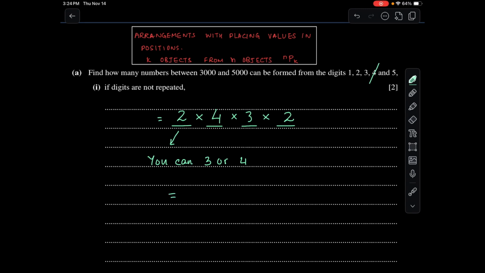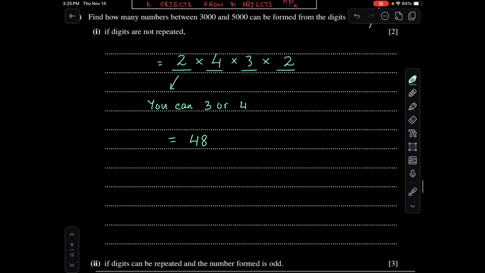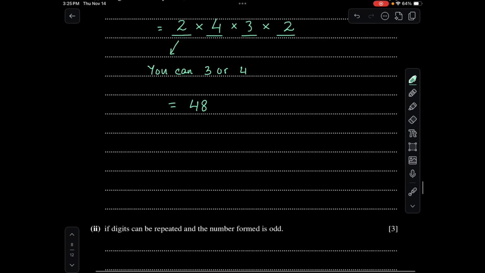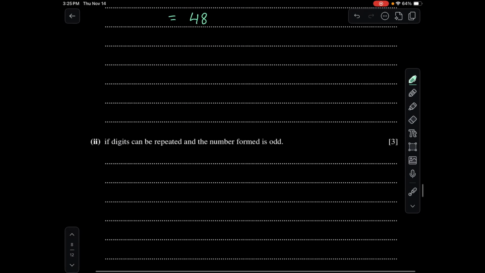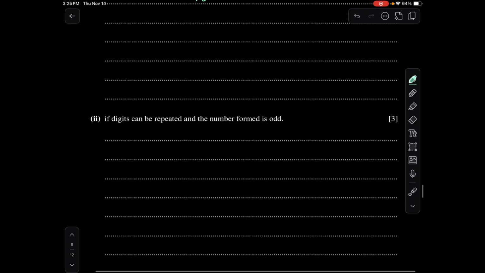If you multiply this, you would get 48. So how many numbers between 3000 and 5000? There would be 48 numbers. Let's look at part 2. If the digits can be repeated, and the number formed should be odd. So the digits we have are 1, 2, 3, 4 and 5.